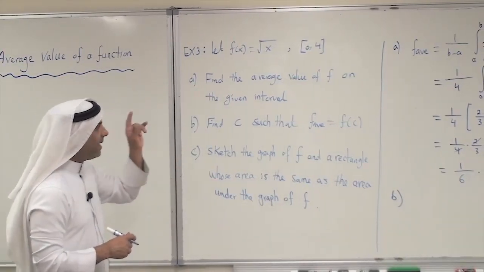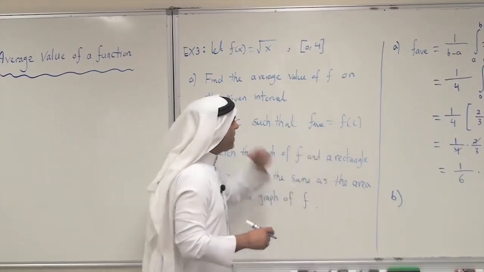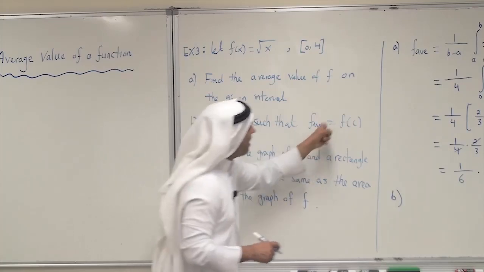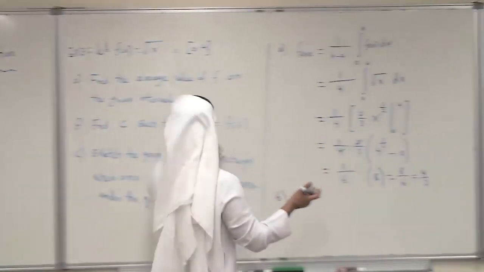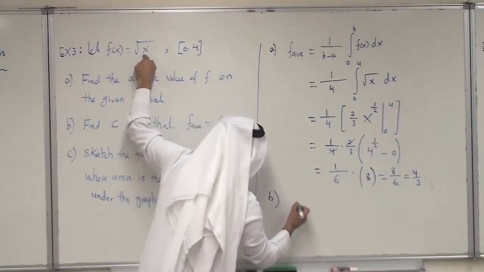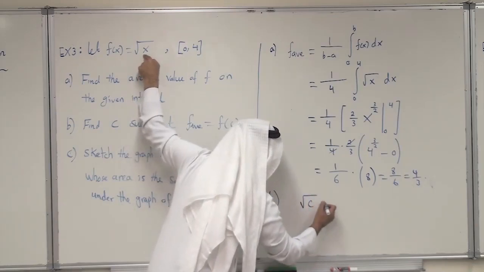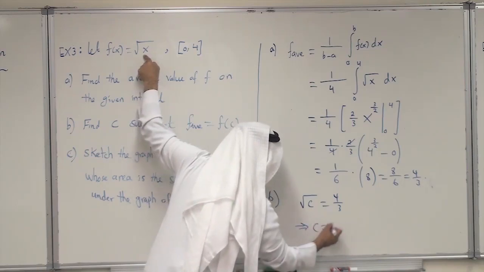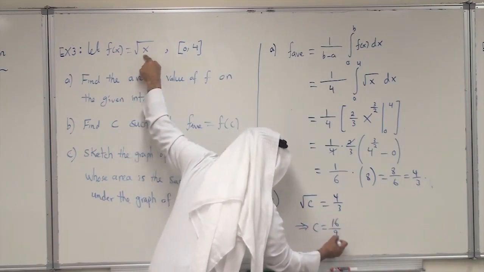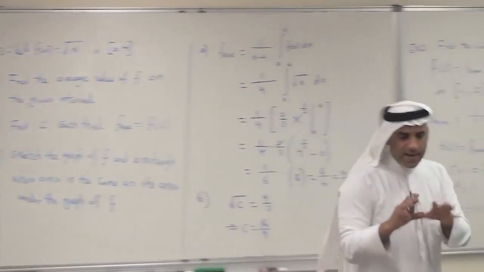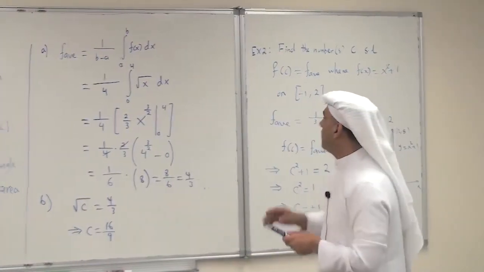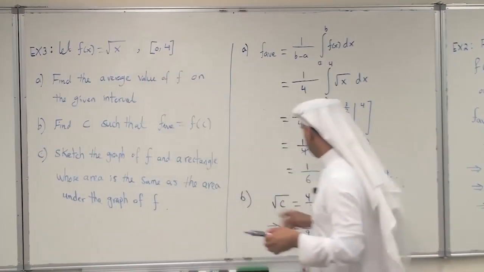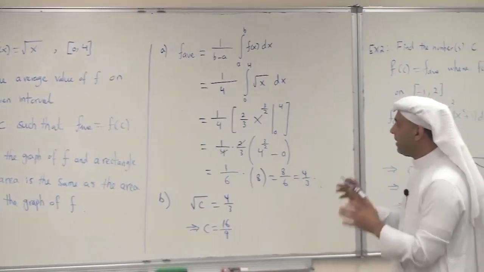The second part is the application of the mean value theorem that says this value can always be attained at a point C. So what is that C? Find the C that satisfies the mean value theorem, or find the C such that f average equals f of C. So simply we substitute C here. I will solve it by saying that radical C is supposed to be equal to 4 over 3. So this will give us C equal to 16 over 9. 16 over 9 is a number which is less than 2. So yes, this number is inside the interval 0 and 4. So this is the C that satisfies the mean value theorem.